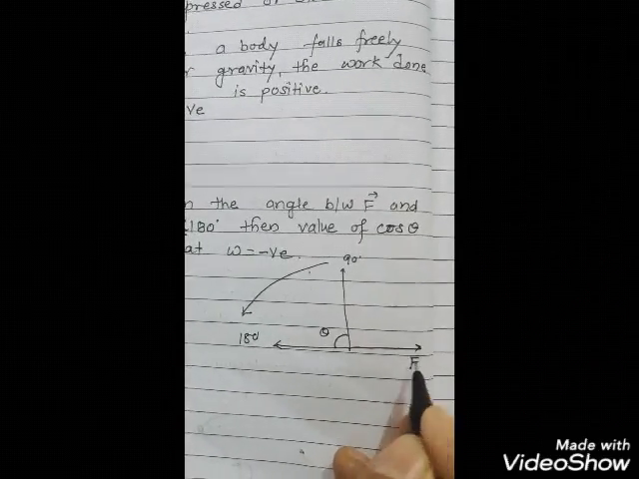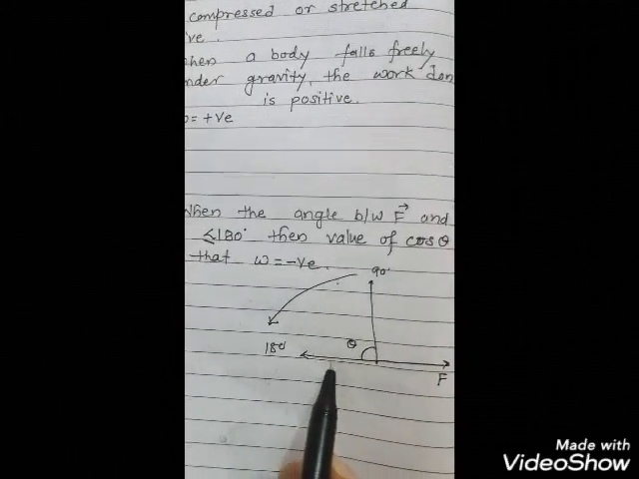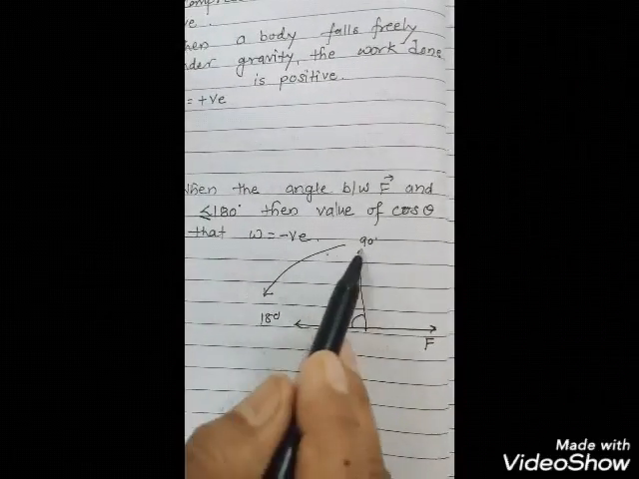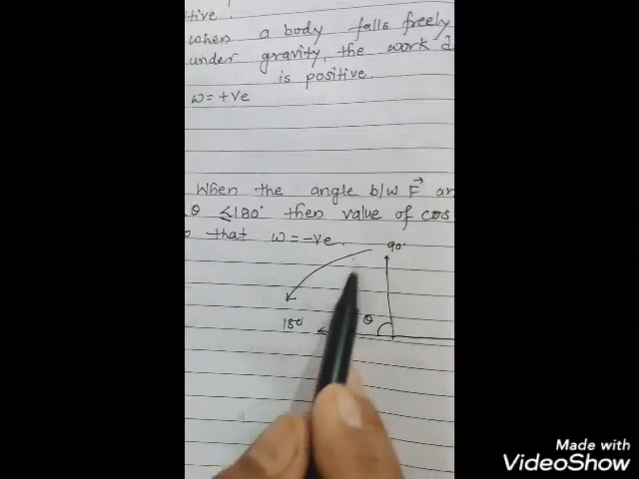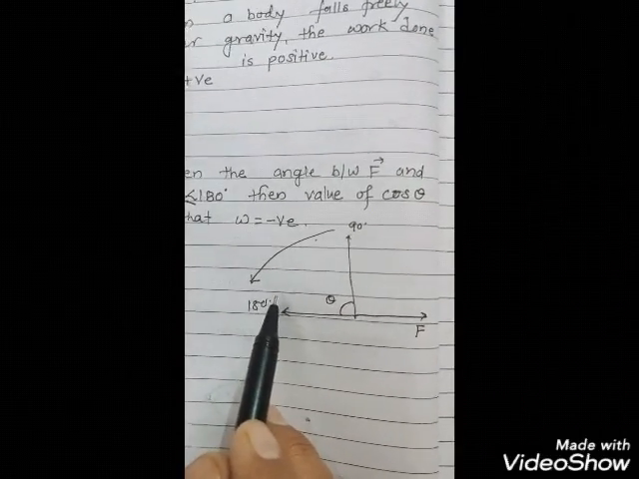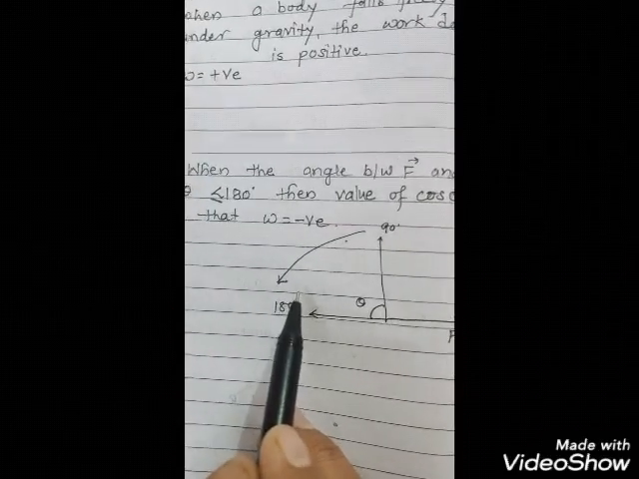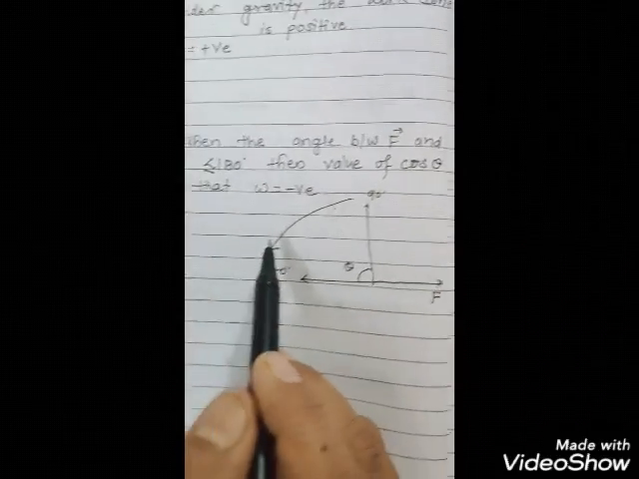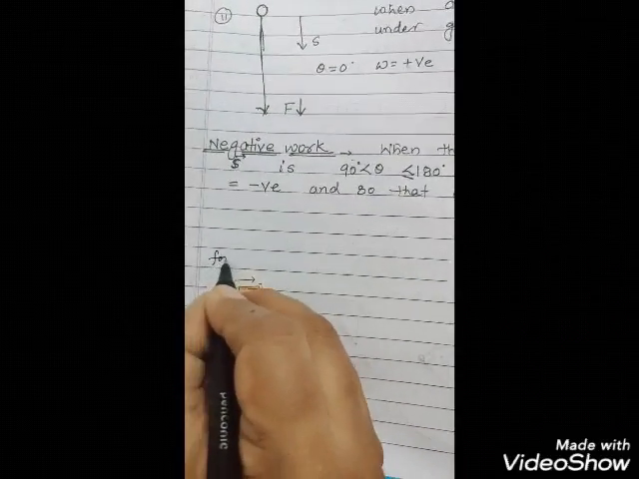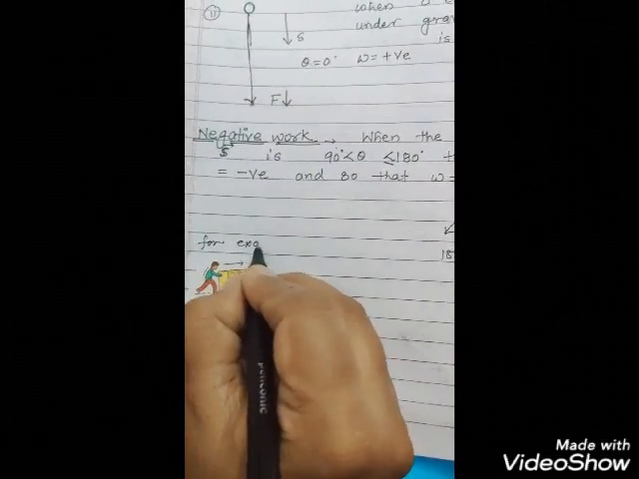Suppose the force is in this direction and the displacement is in this quadrant, so the work would be negative. For example, you can see here, this is a case.